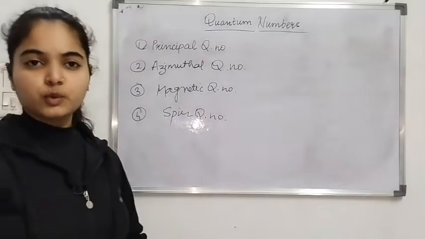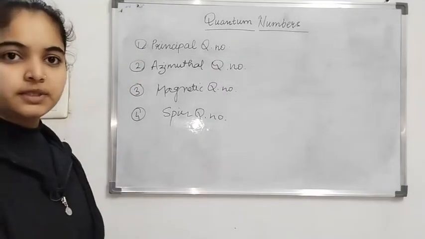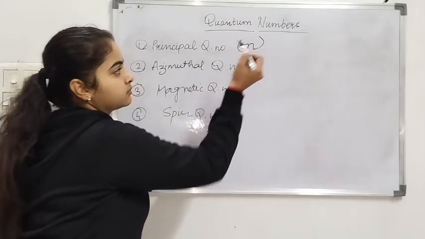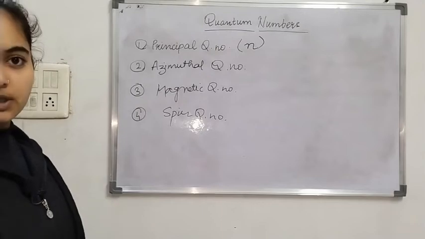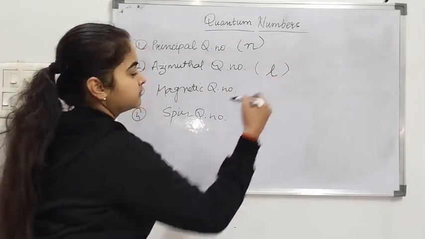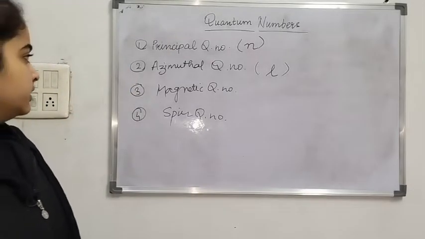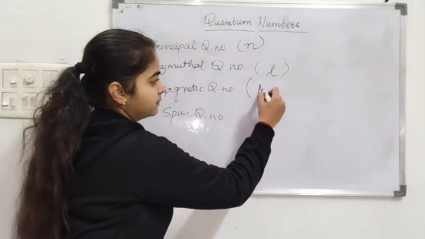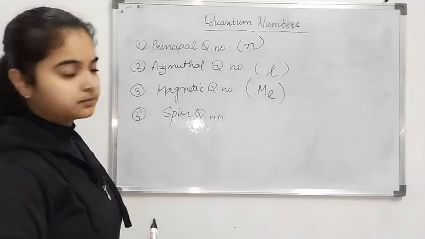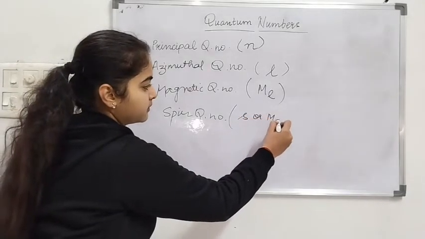So what are the types of quantum numbers? Quantum numbers are of 4 types. First one is principal quantum number, denoted by small n. Second one is azimuthal quantum number. It is denoted by small l. Third is magnetic quantum number, denoted by m l. And the fourth one is spin quantum number. It is denoted by small s or ms.